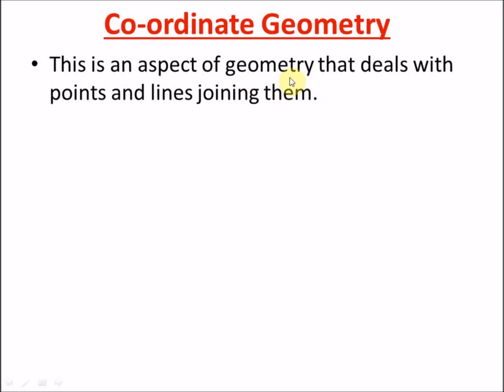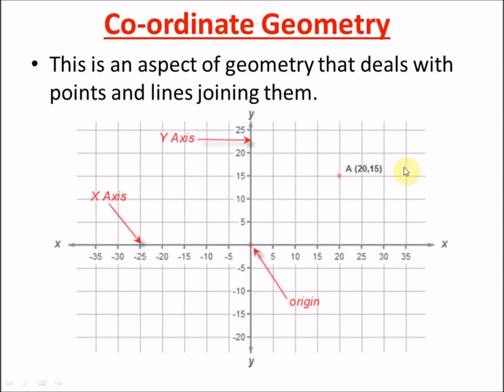Coordinate geometry deals with points and lines joining them. In coordinate geometry we deal with the Cartesian plane, or the coordinate plane. Your vertical line is known as the y-axis, and your horizontal line is the x-axis. Your coordinate plane is two-dimensional. We also have three-dimensional planes. Your y is the vertical one and x is the horizontal, and where your y-axis and x-axis meet is known as the origin.